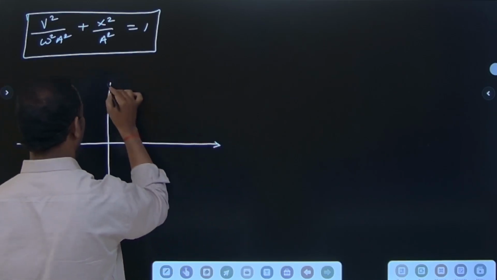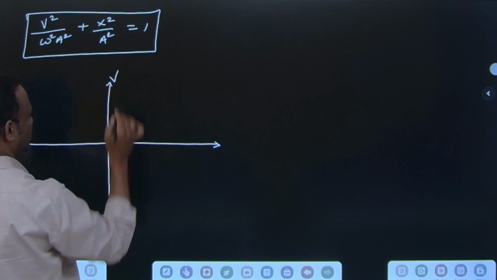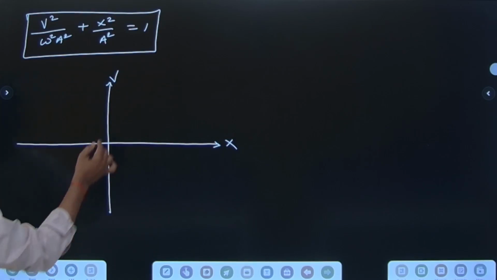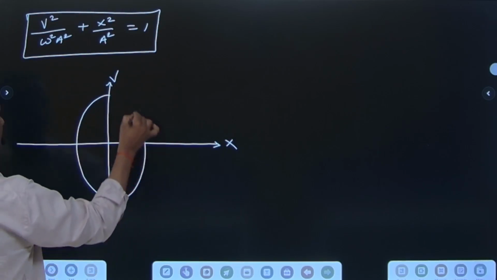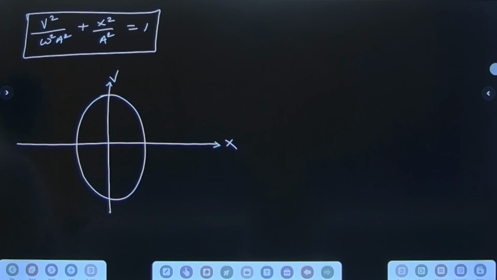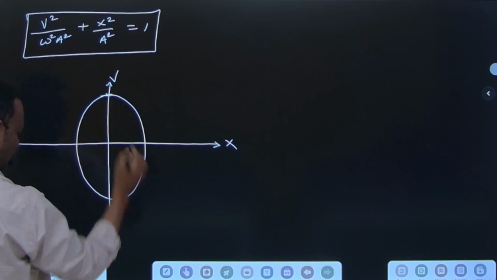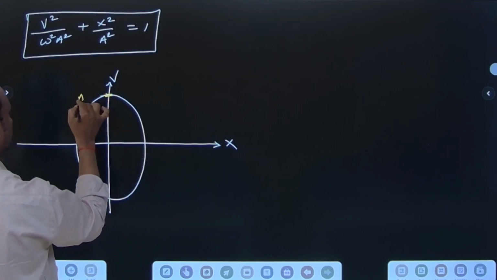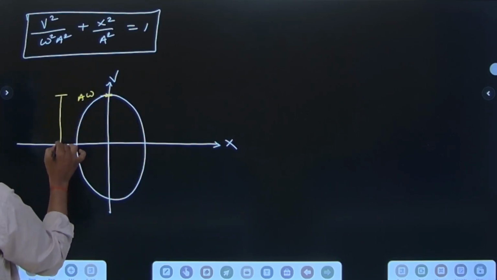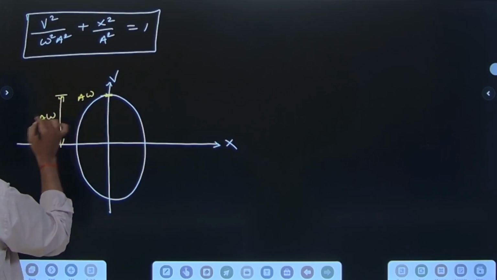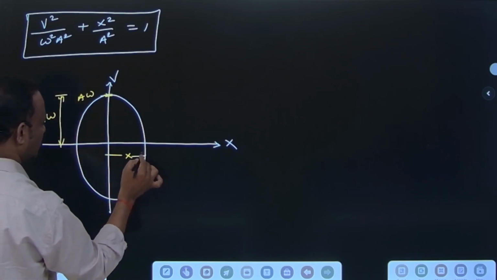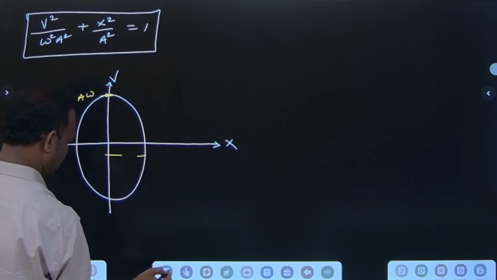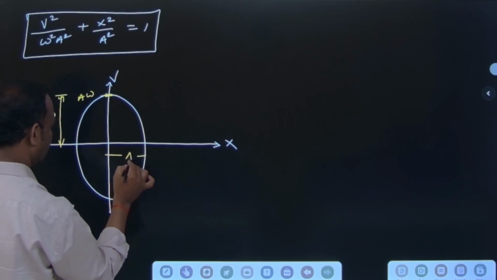This is velocity, right? This is position. The graph should be like this. This is the maximum value, which is A omega. The length from here is A omega. This length is x, and x means A only. So along the x-axis, the distance here is A.